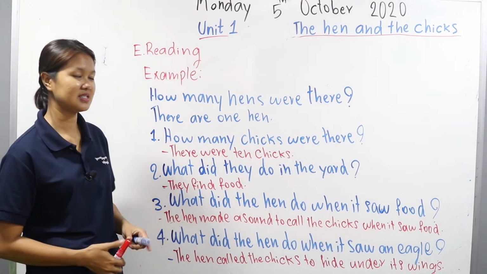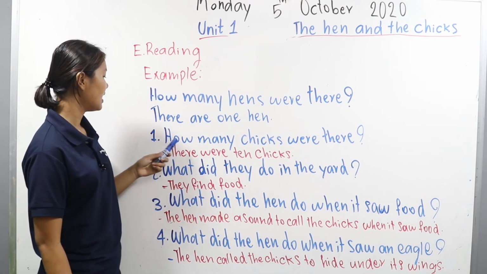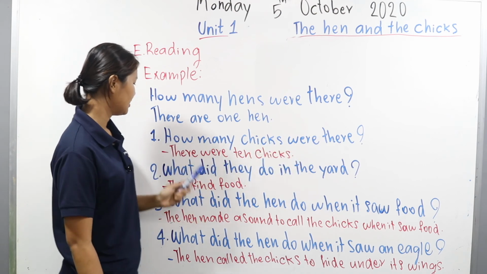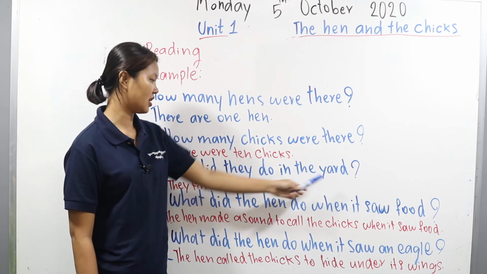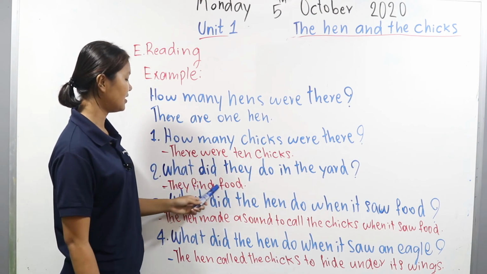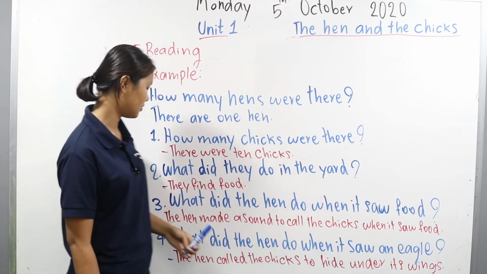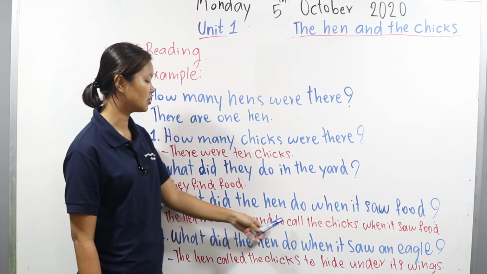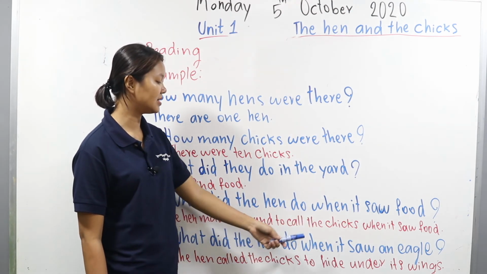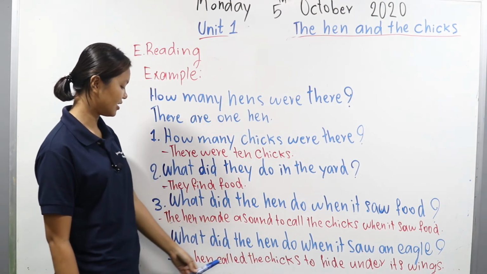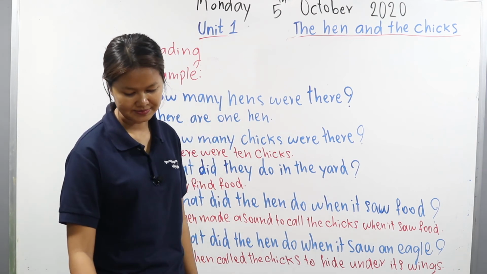All right, now let's read together. Number 1, one more time. You ready? How many chicks were there? There were 10 chicks. What did they do in the yard? They find food. What did the hen do when it saw food? The hen made a sound to call the chicks when it saw food. What did the hen do when it saw an eagle? The hen called the chicks to hide under its wings.